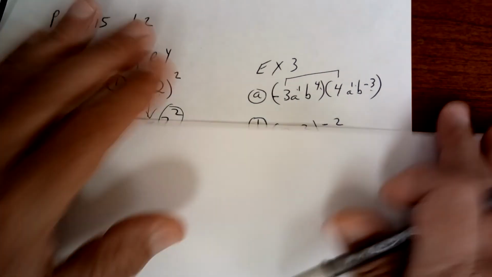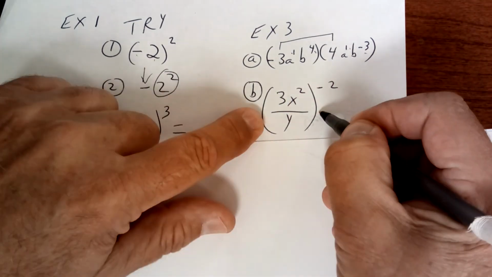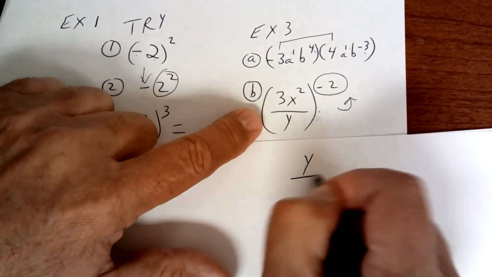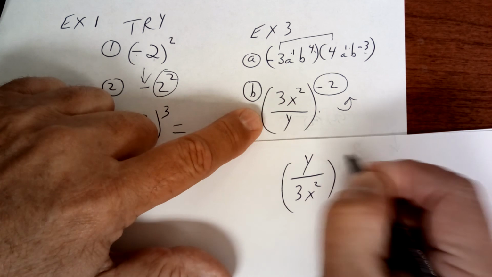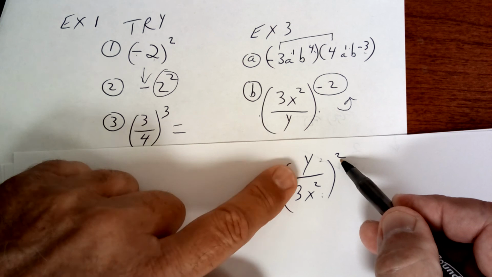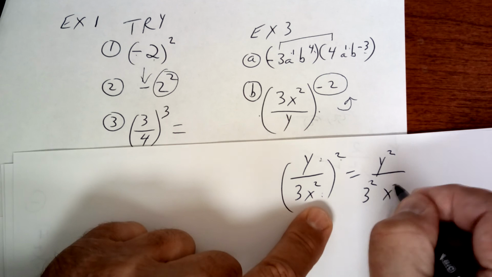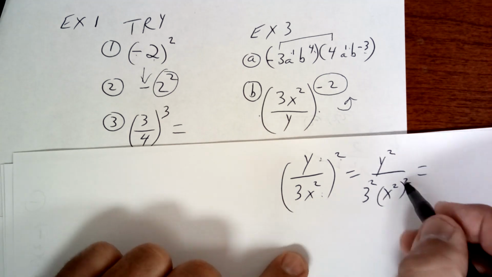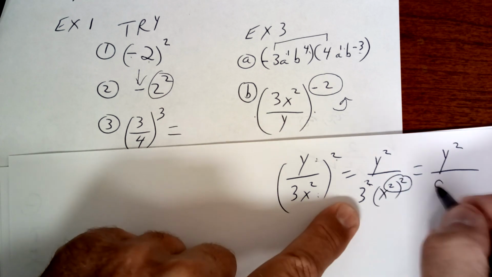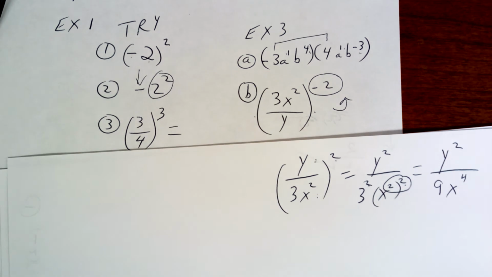Last one for today. You see how this whole thing is in parentheses and it's to a negative power? You flip it. So it's going to be y over 3x squared to the +2. And now everything inside here gets a 2. So it's going to be y to the second, 3 to the second, and x squared to the second. This is called a power to a power. So you're going to multiply that. 3 times 3 is 9. 2 times 2 is 4, and you're done. And that's how you do that.